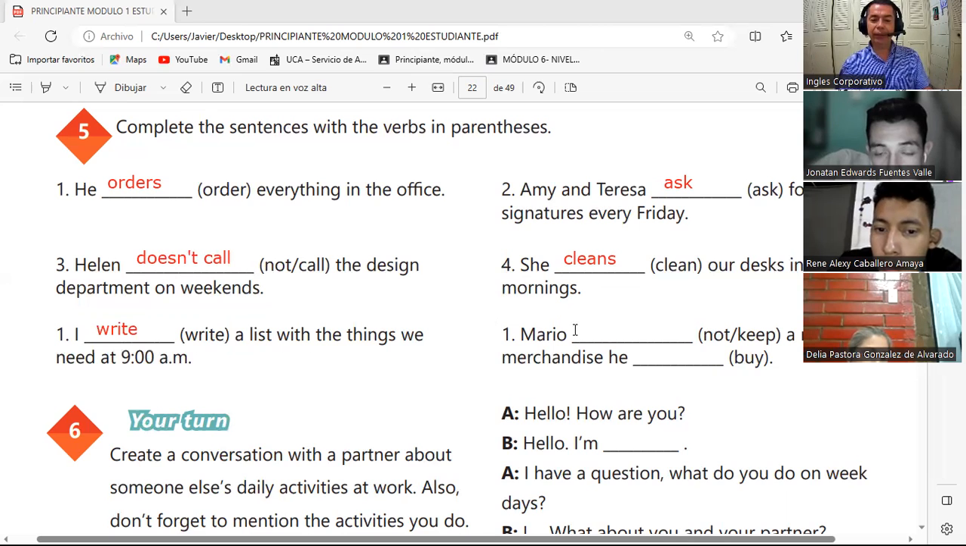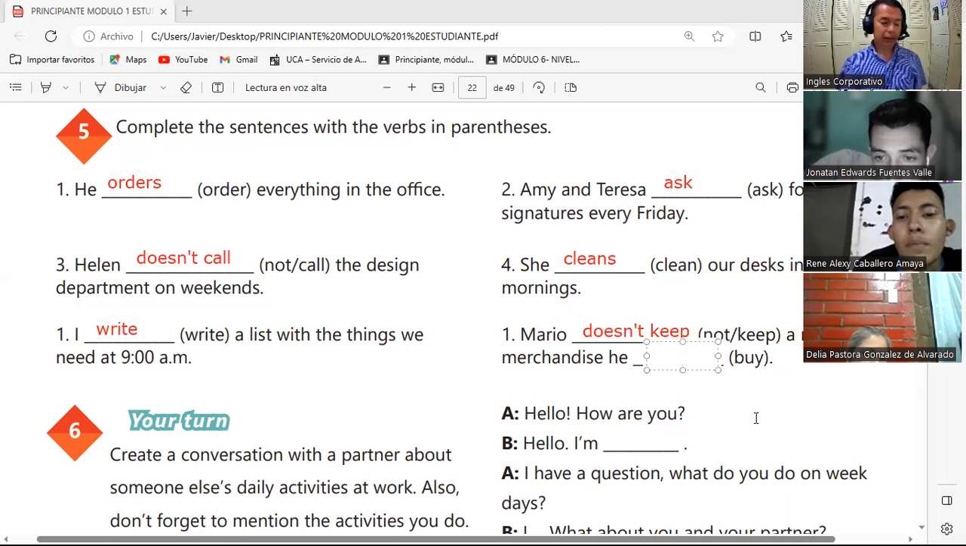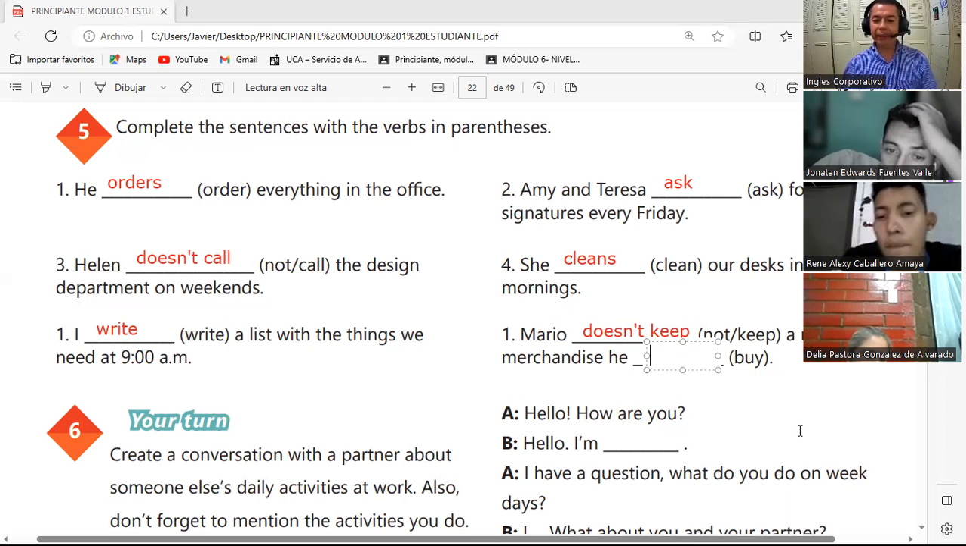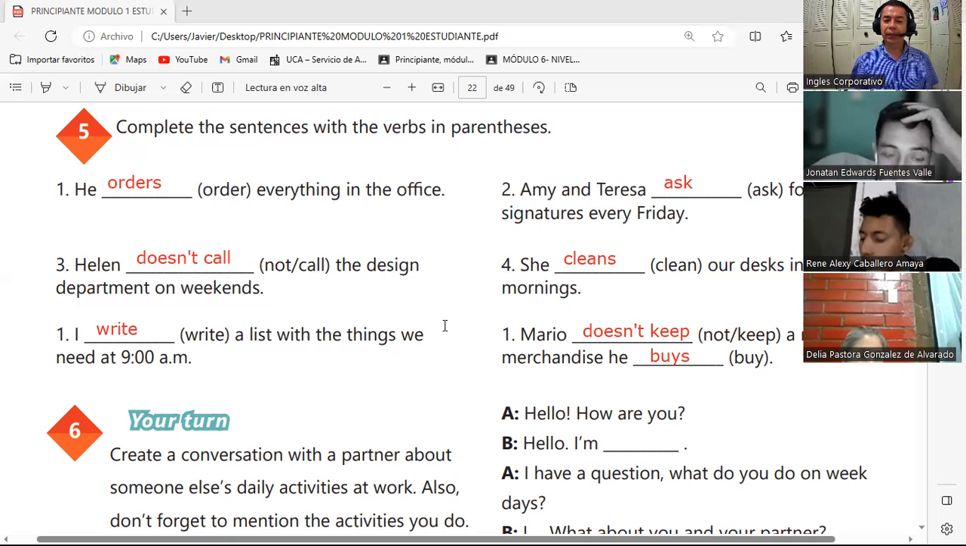Mario doesn't keep a record of the merchandise he buys. He buys, right? He buys. Give me a second. Okay, buys. Oh, sorry. ¿Qué pasó aquí, amiguitos? Okay, buys. Yes. Very good. He buys. Okay, a record of the merchandise he buys. Lleva un récord de la mercadería, right? Merchandise. He buys. Okay. That's it, right?